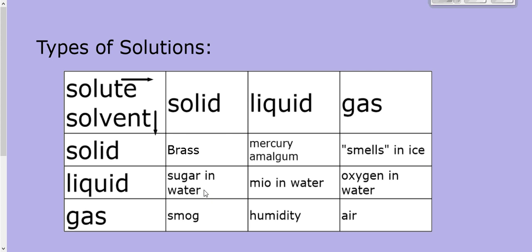It is also possible for gases to be our solvent, to do the dissolving. Smog is a great example of a solid dissolved into a gas. Humidity, the water vapor in the air that we will often feel on a warm day, would be a good example of a liquid in a gas, and air itself is a gas-gas solution. Air is a mixture of mostly nitrogen and oxygen. From grade 10, you might remember that air is 78% nitrogen and only 21% oxygen, and yet never, even left to stand, will it separate into layers.